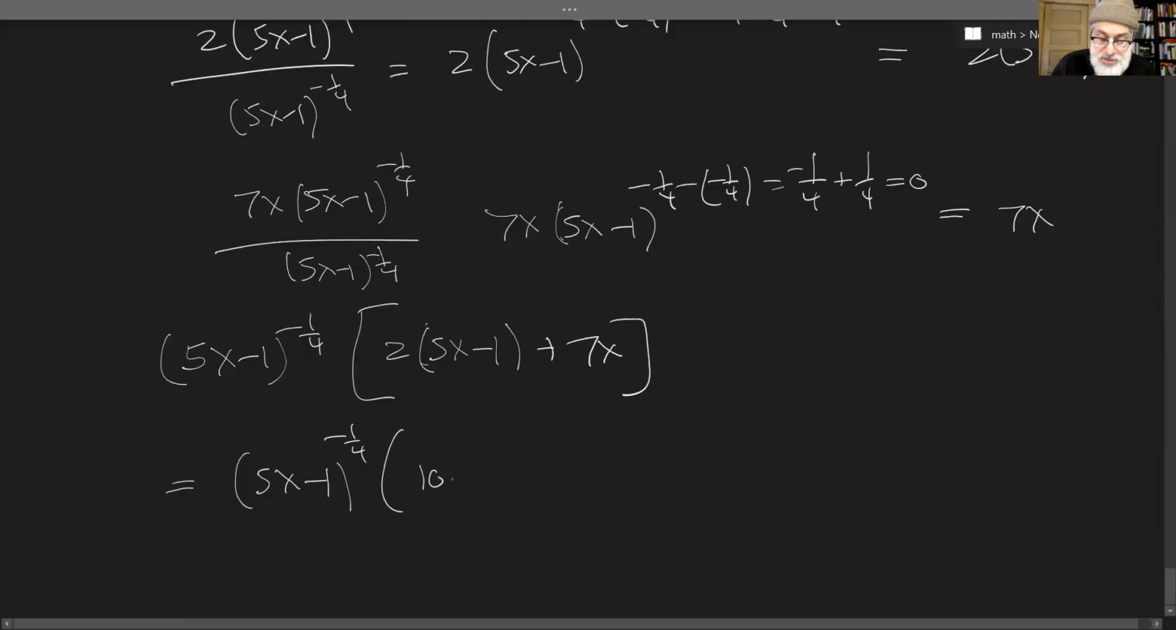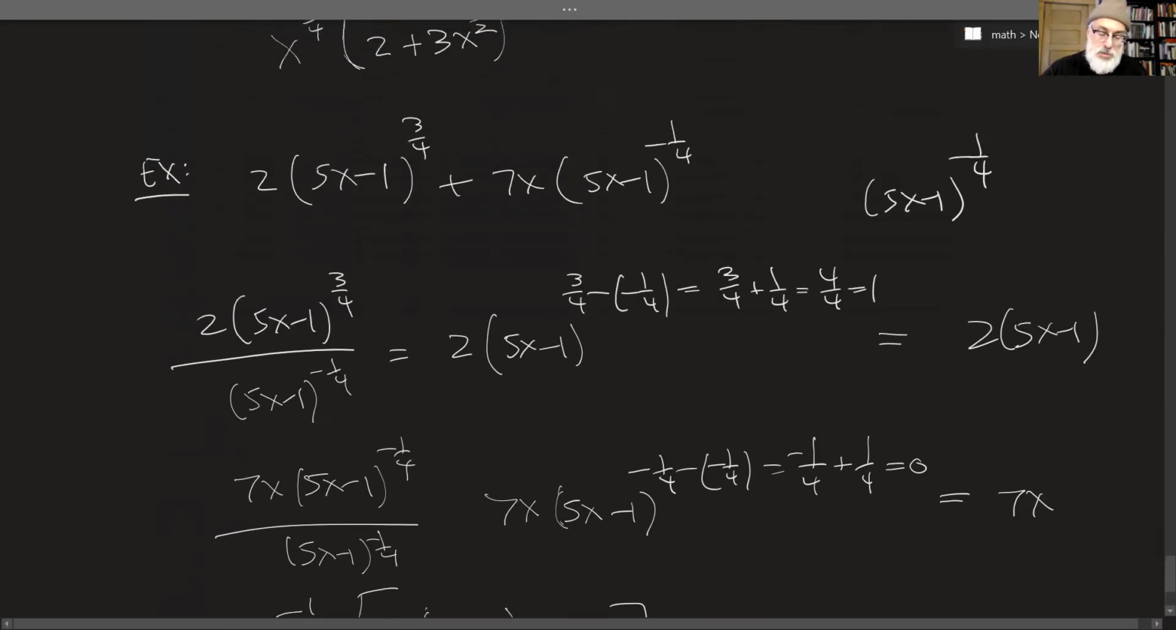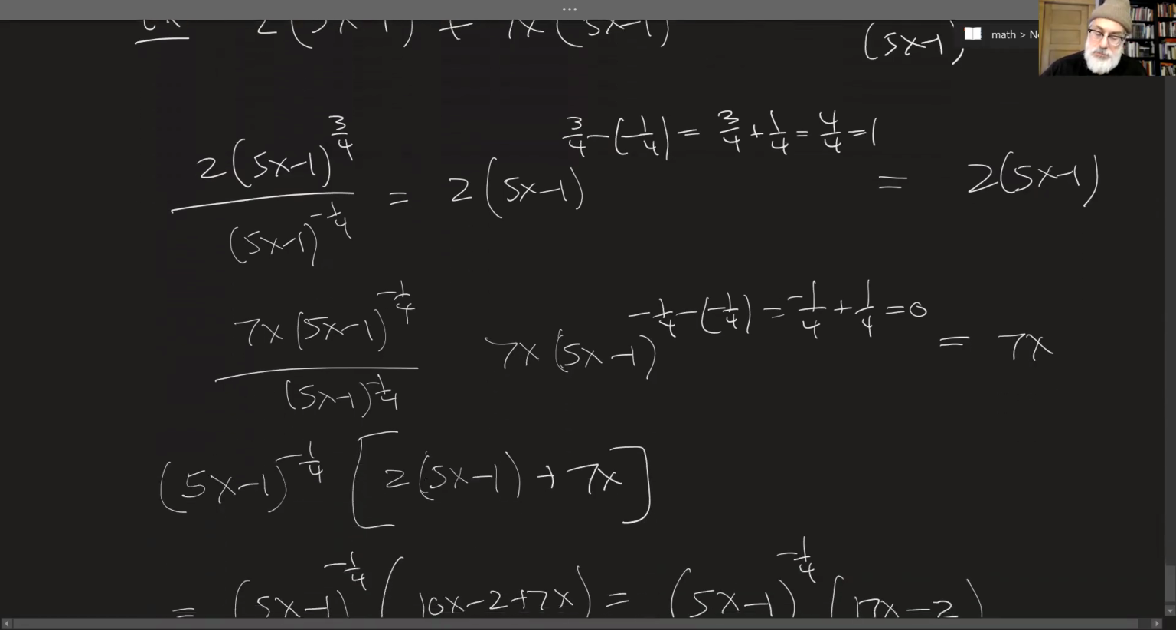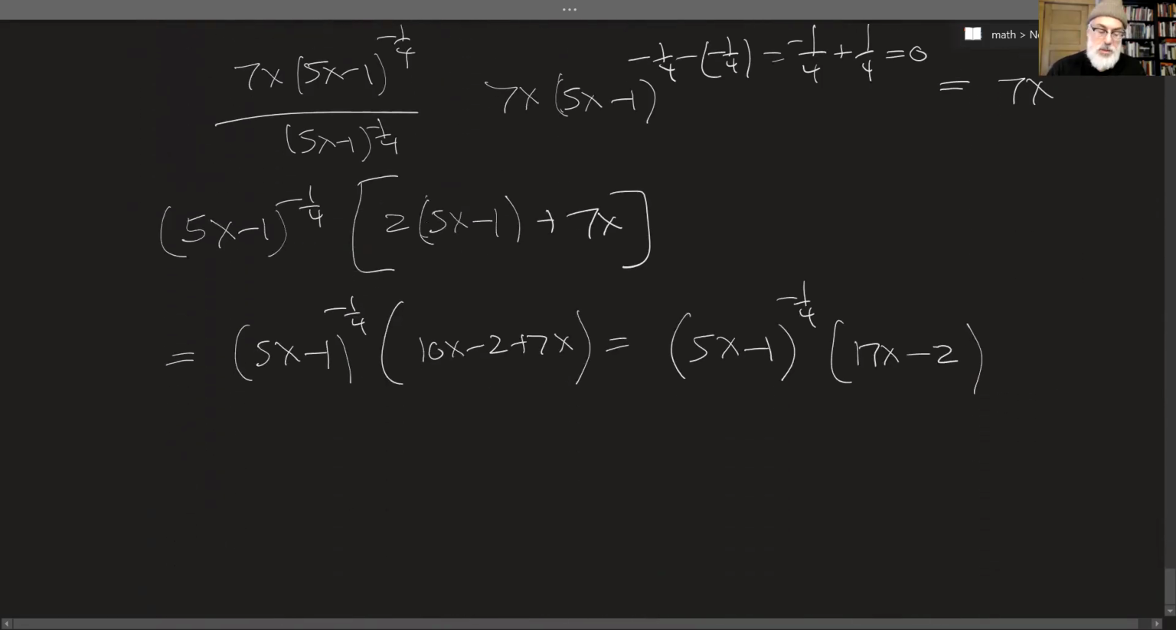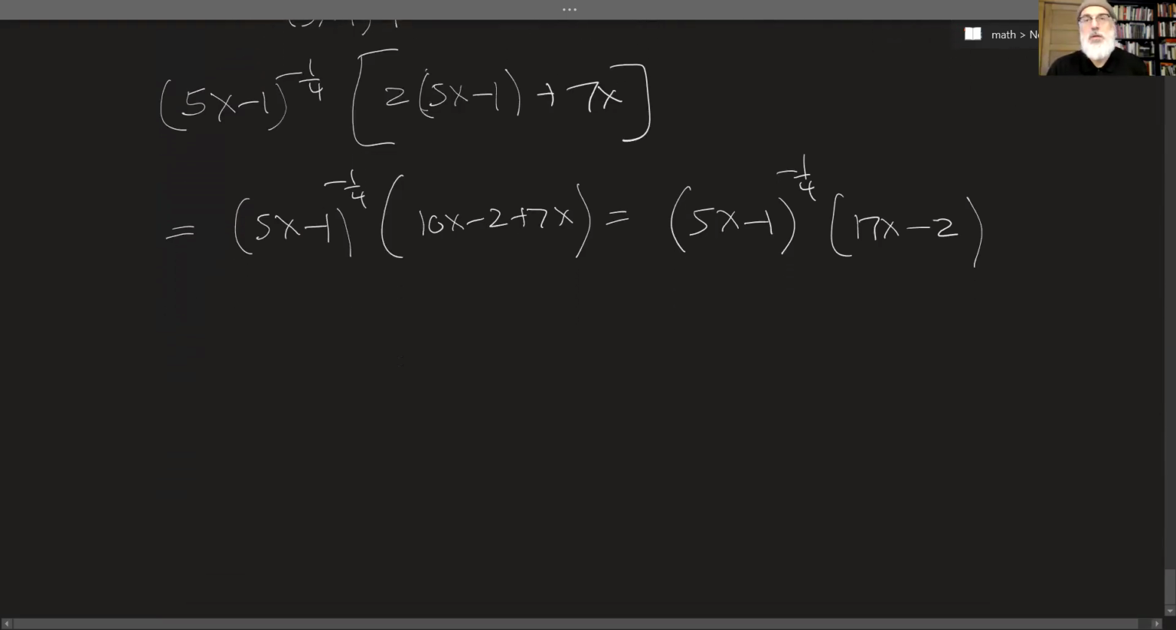Distribute that, we get 10x minus 2 plus 7x. To make that even prettier, we have 5x minus 1 to the negative 1/4 times the quantity 10x plus 7x, which is 17x minus 2. So there's a factorization of that ugly polynomial. And in math, sometimes pretty stuff is better. Sometimes it doesn't matter. But that is generally a factoring strategy.